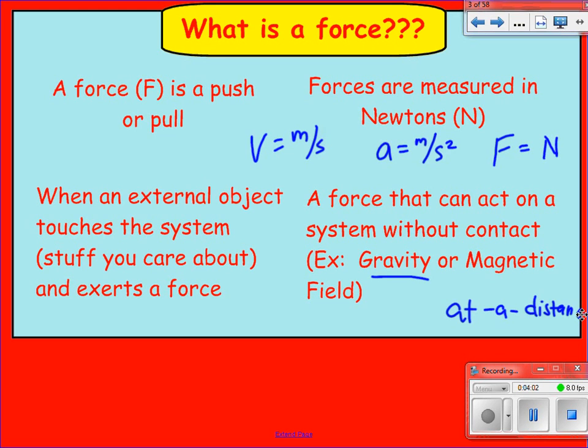Other field forces would include a magnetic field, such as if you take a magnet and make metal move without touching it. And finally, an electric field. It's not written on here, but an electric field is another field force. For example, if you've ever taken a sweater out of the laundry, you may have experienced your hair being drawn to the sweater.